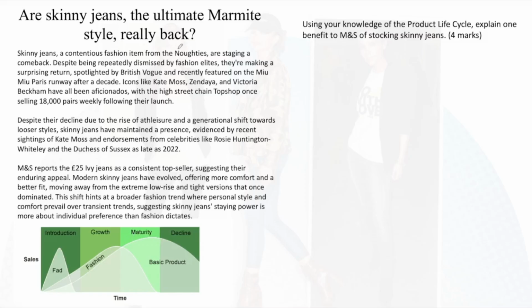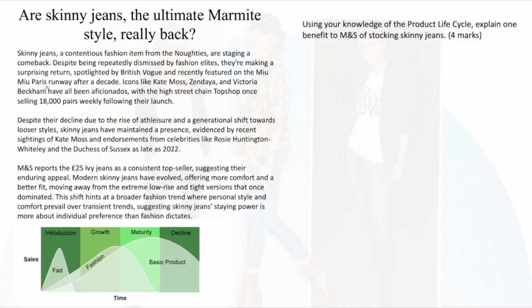So here is the case study and here is the question, the 4-marker first. So using your knowledge of the product life cycle, so we need to see the language of product life cycle, explain one benefit to M&S of stocking skinny jeans. So we're looking for 2 examples of different parts of the product life cycle. Here is an overview of, for example, the one that we did in one of the revision videos, and we've got introduction, growth, maturity, decline. Obviously there's product extension strategies on the end of that. So you're going to have to find 2 different examples, not just of maturity, for example, but one of introduction.